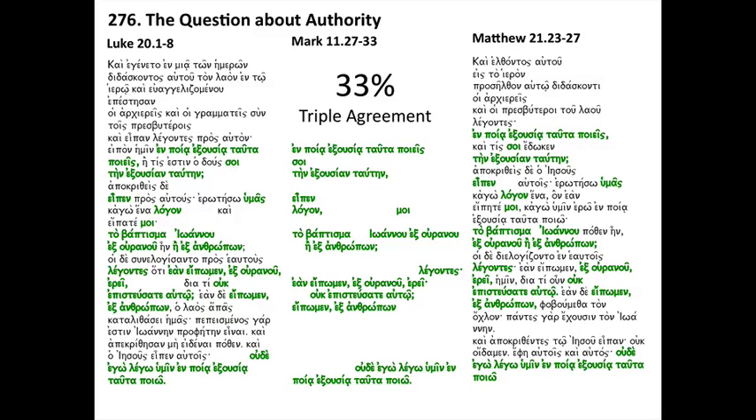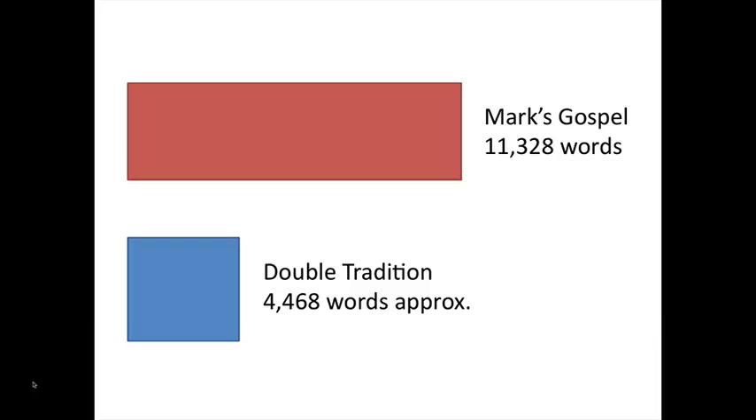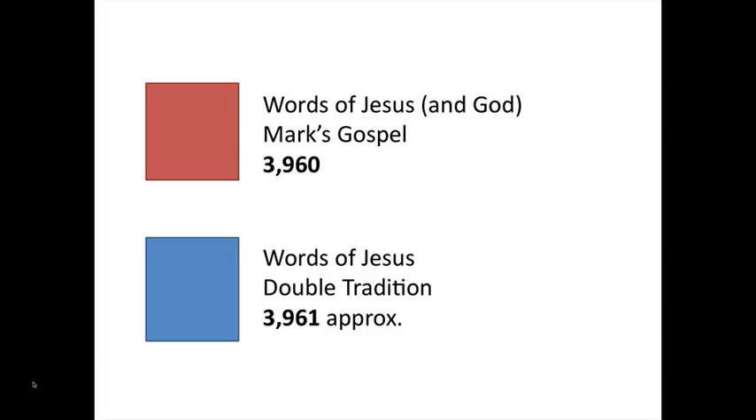Now, sometimes supporters of Q suggest that the reason why Matthew and Luke are so faithful to it is because it has more incidents of the words of Jesus. As it happens, we have a means of testing this conjecture because although Mark's Gospel is a lot longer than the double tradition, it has roughly the same number of words of Jesus in it as the double tradition has. And so we can do a rough like-for-like comparison.